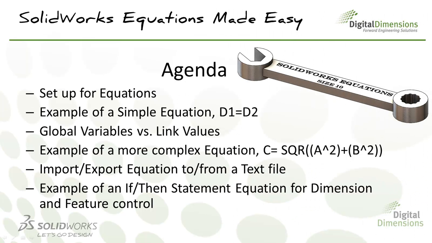And on the agenda today, I'm going to talk about the setup for equations, things to keep in mind when you're creating your part file. Then I'll walk us through a simple equation, such as this dimension is equal to that. Then I'll carefully describe global variables versus link values, when to use one over the other. Then I'll take you through an example of a more complex equation. Then I'll describe how to export an equation to a text file so you can reuse it in another part file. And then I'll show you the if-then statement that we can use to control dimensions and/or features.